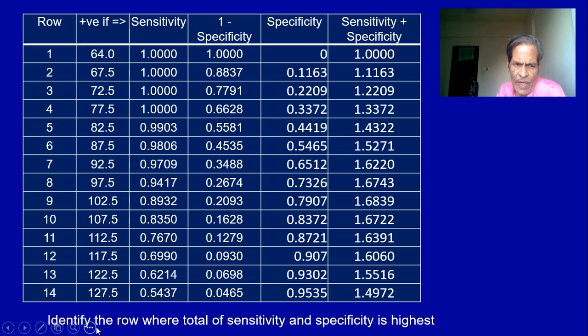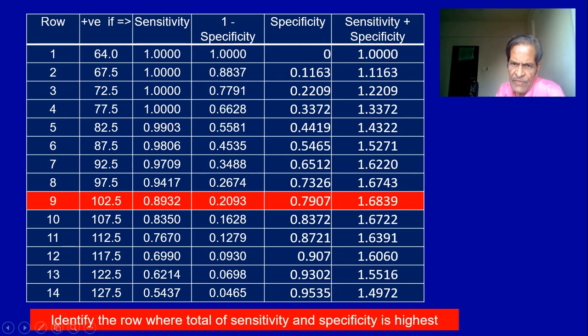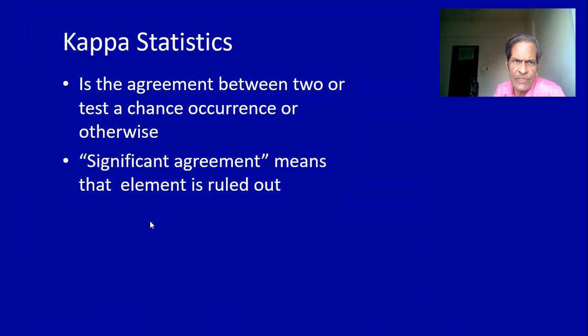So this is how the ROC curve helps us in choosing the diagnostic cutoff points for the new diagnostic test. So we identify the row where the total of the sensitivity and the specificity is highest. So this is the row in which the total of the sensitivity and the specificity is highest. So the corresponding diagnostic value, which is 102.5, will be the diagnostic cutoff point for the new diagnostic test.